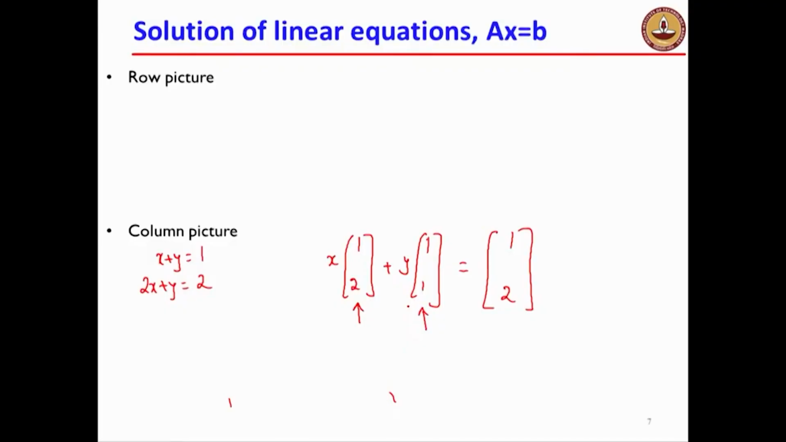And what is the answer in this case? We know from the row picture it had a solution. The solution was a point x equal to 1, y equal to 0, so that was a solution. So here also we know there is a solution. The solution is the same.